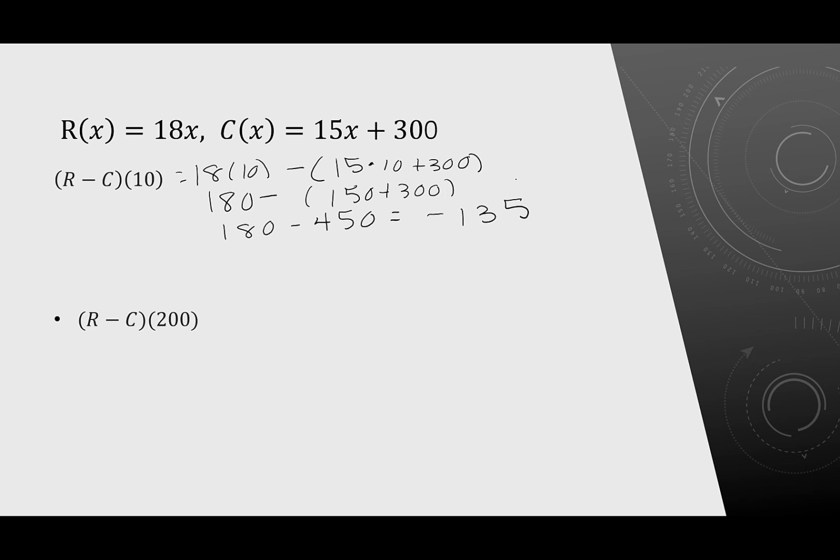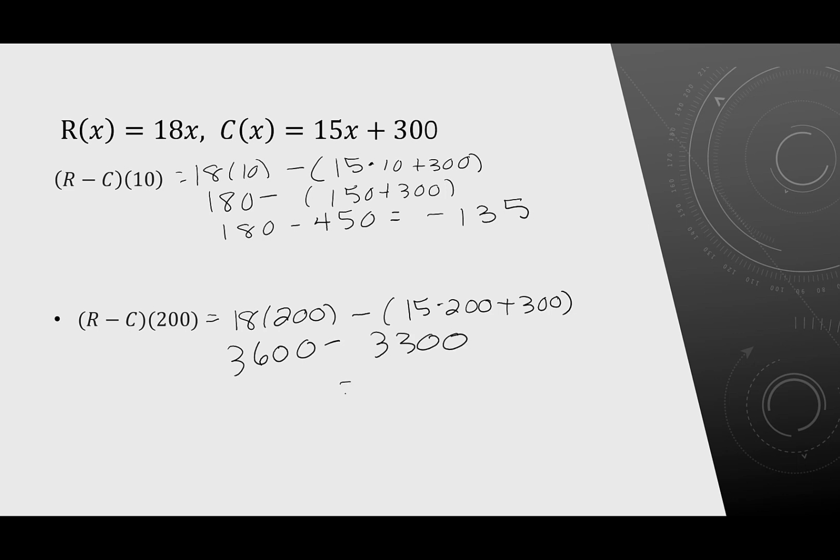So let's do a little bit bigger number. I have R minus C of 200. This is going to be 18 times 200, minus 15 times 200 plus 300. 18 times 200 is 3,600. And this time I'm just going to do the whole thing at once. So I'm going to do 15 times 200 plus 300, which gives me 3,300. So this time 3,600 minus 3,300 says we have $300, and that would be the profit. So revenue minus cost is profit.